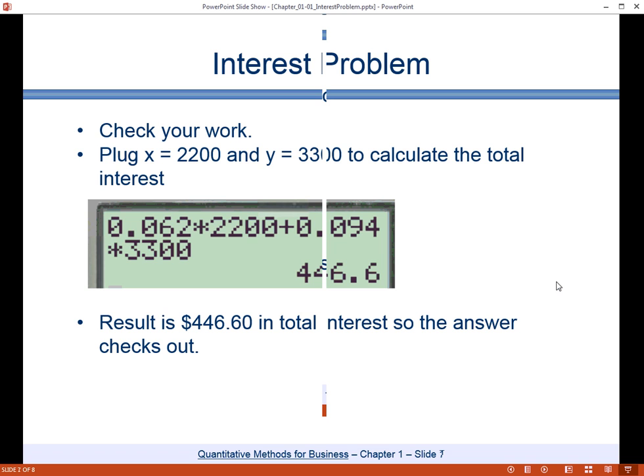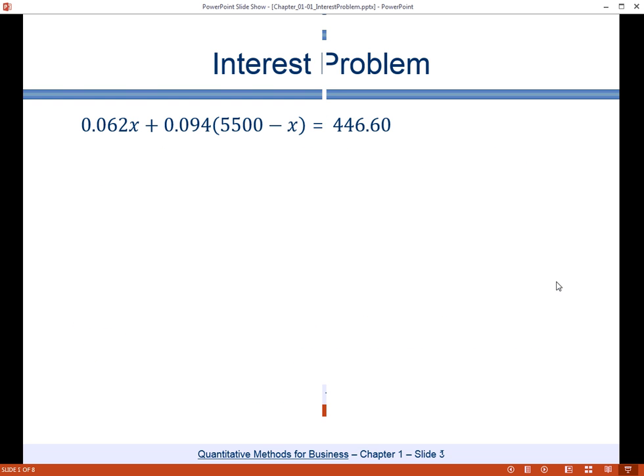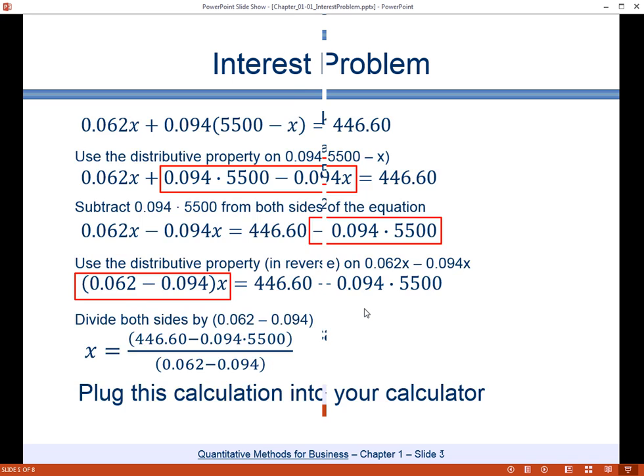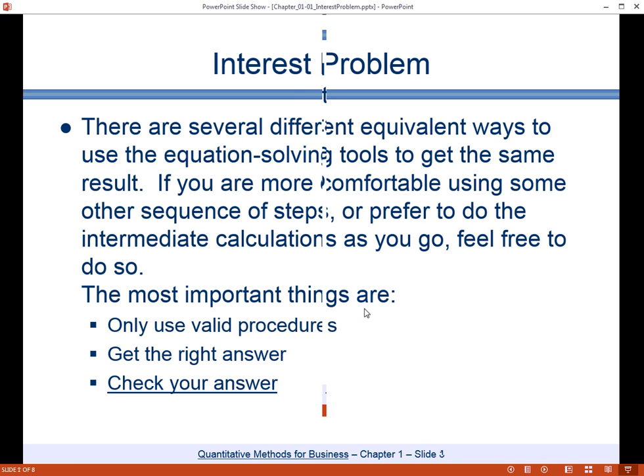Okay, I strongly recommend that you always go back and plug your answer into your original equations. All I did here was plug that answer into this equation right here that tells us what the total interest should be. Okay, so check your work.